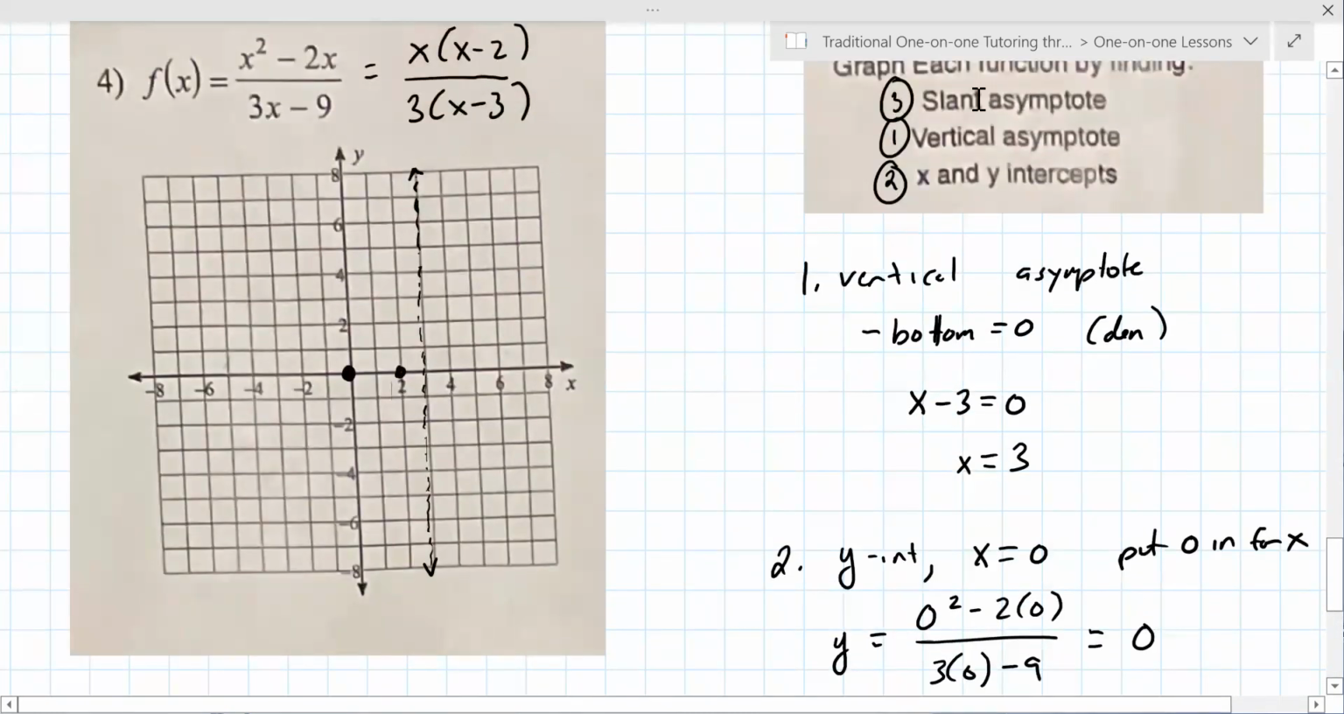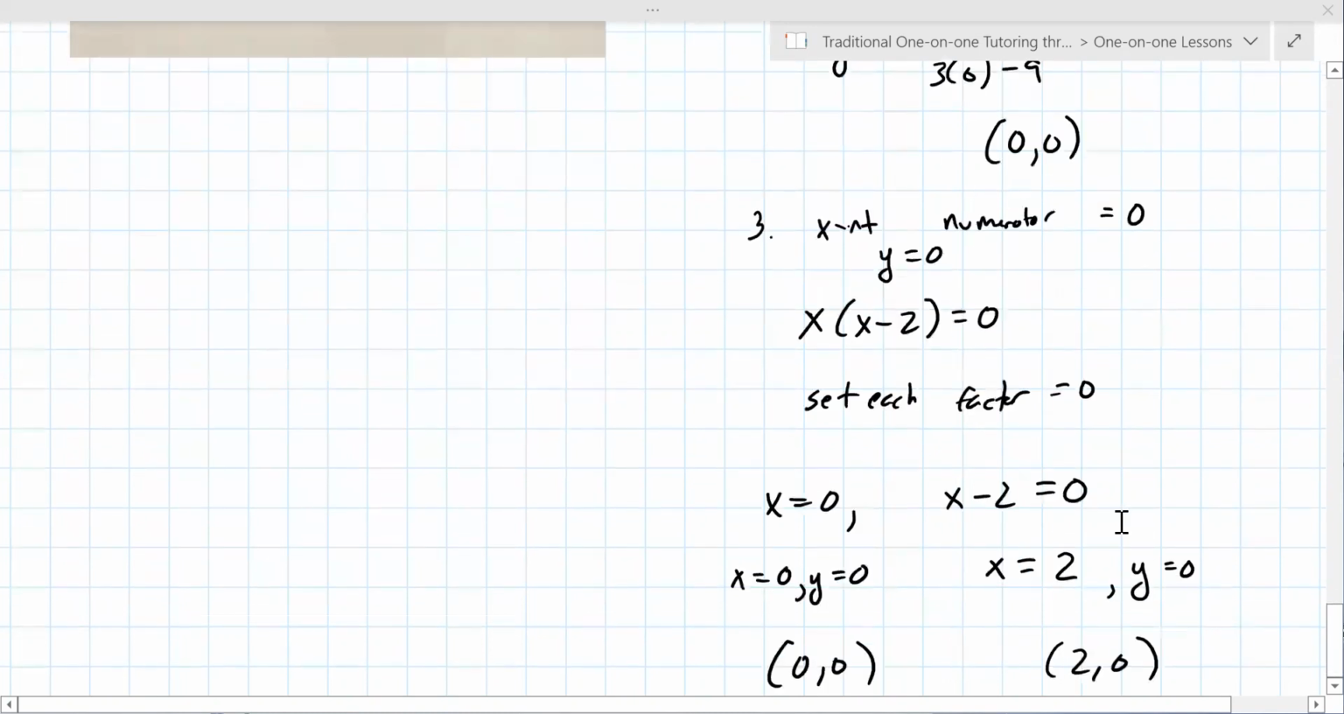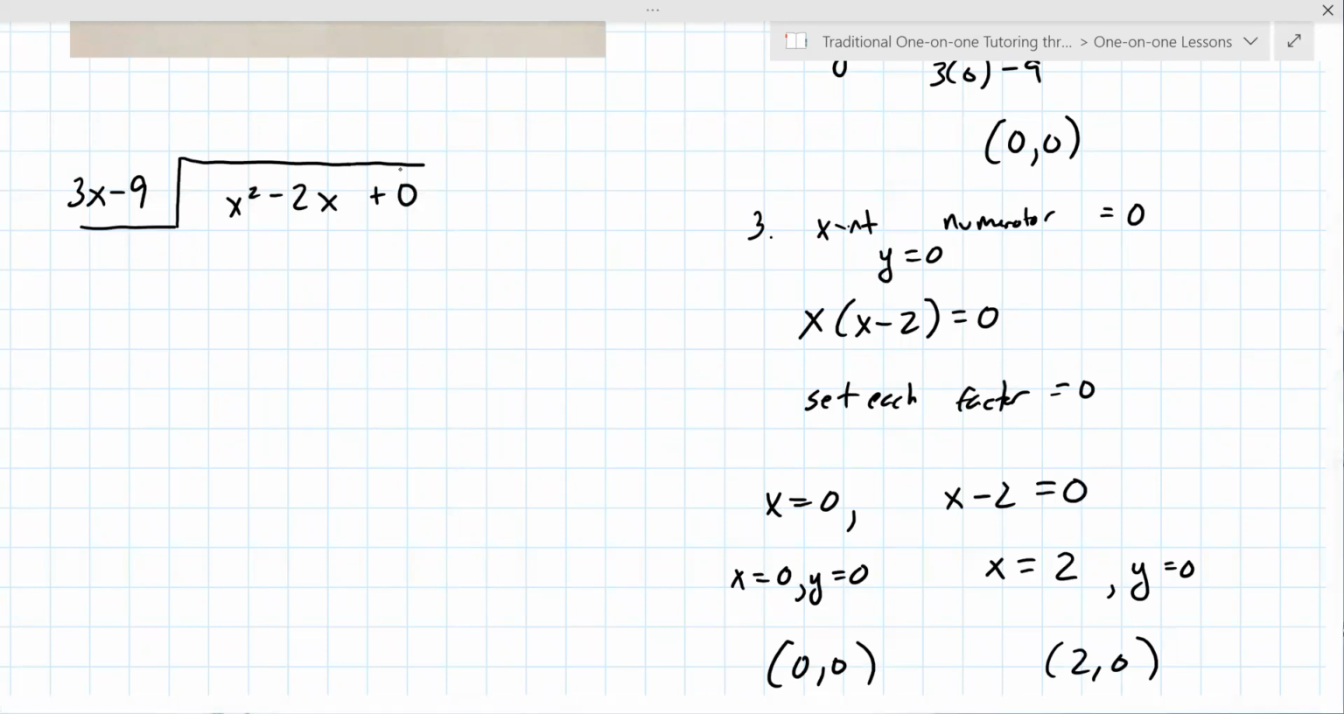Now we need the slant asymptote. And did you get confirmation you are going to use polynomial division for this? Yes. Okay. All right, so to do this, you got to go down here and figure out what goes inside the house, what goes outside the house. So 3x minus 9 goes here, x squared minus 2x, and you really should put that constant, even though it does not exist there, as well. Okay. This one's a little bit tougher.